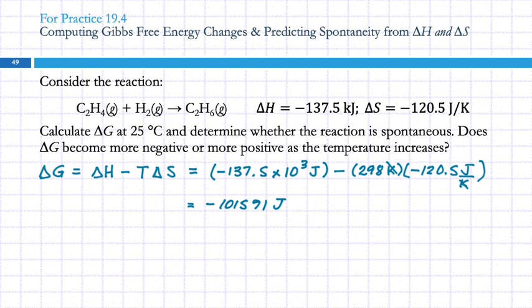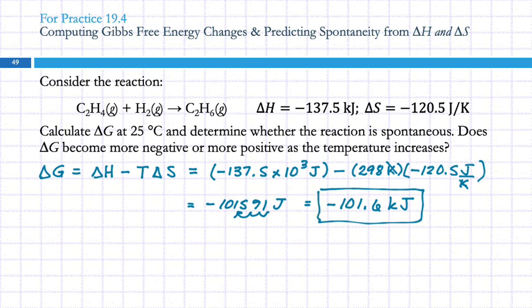That's a really big number in joules, so we would probably express that in kilojoules. So that's going to be negative 101.56 kilojoules is delta G.